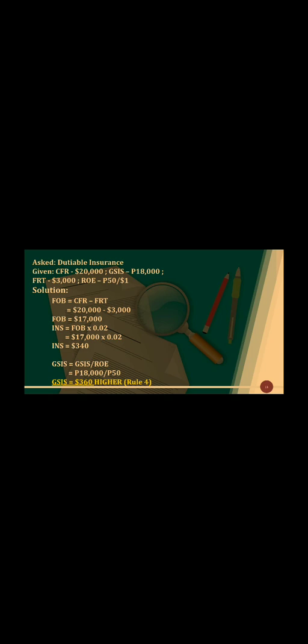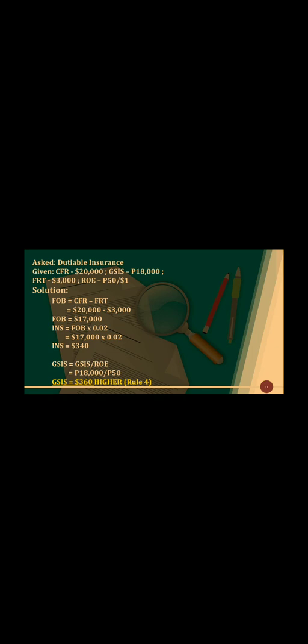Here's the solution. We need first to get the FOB so that we can get the insurance and the GSIS insurance as well. Whichever is higher between the two is our dutiable insurance. To get the FOB, we need to subtract freight from CFR. So $20,000 minus $3,000 equals $17,000. Insurance is equal to FOB times 2%, which is $17,000 times 2% equals $340. And to get the GSIS insurance, we need to divide the GSIS amount by the rate of exchange.